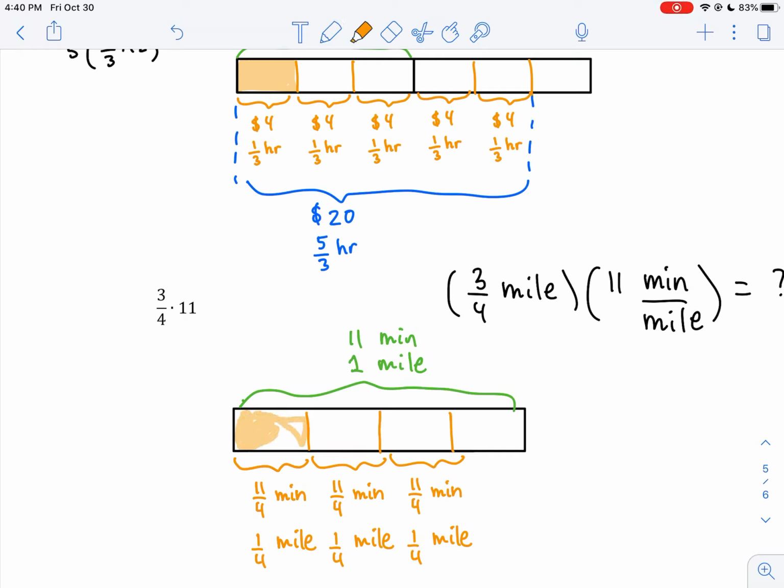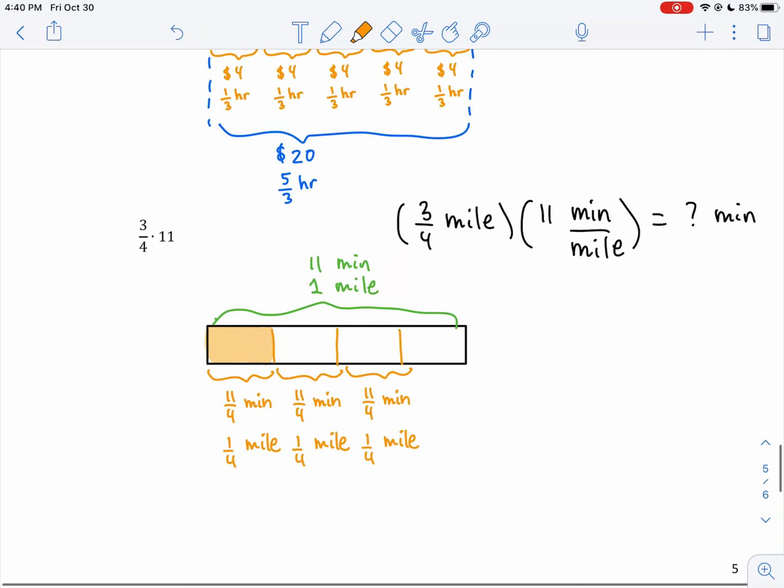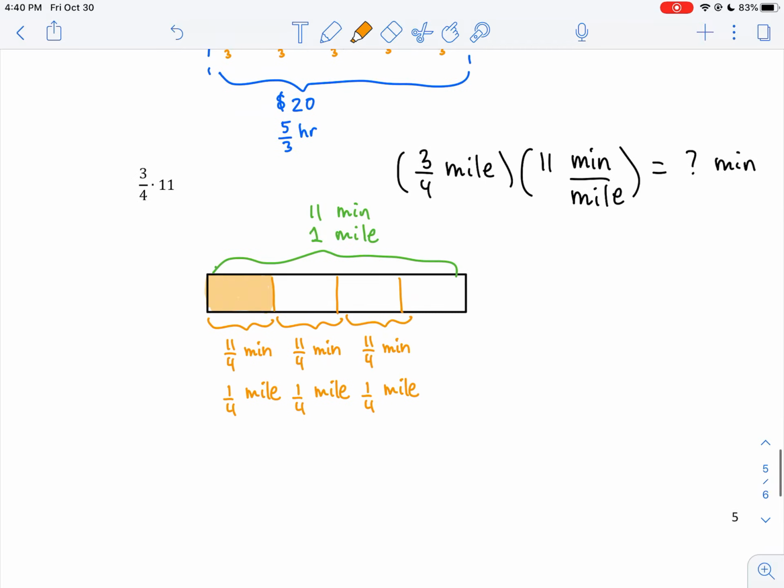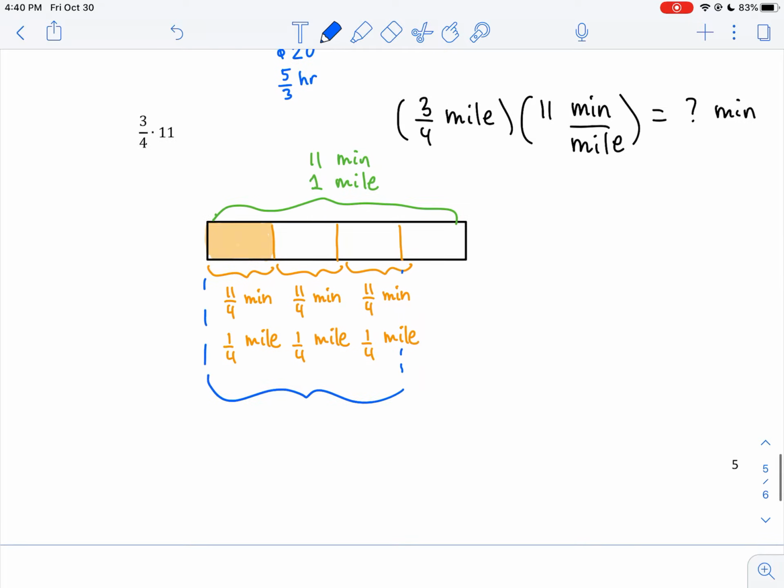Or let's shade in just the 1. We first shrunk down to this size, from the 11 minutes we shrunk it down to 11/4 minutes. And now we're going to expand by doing 3 copies of that. So 3 copies of that will be a total of 3 times 11/4, that's 33/4. And this is minutes, as long as how long that takes.